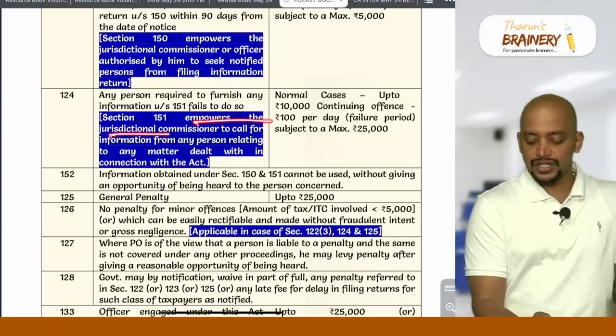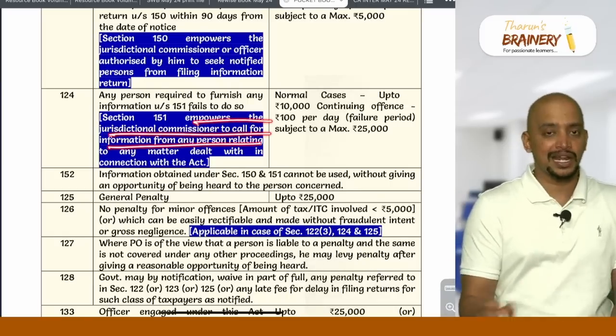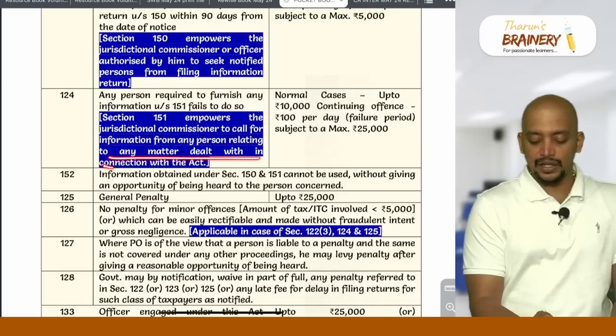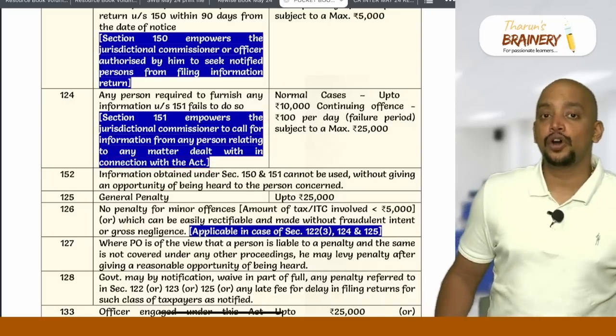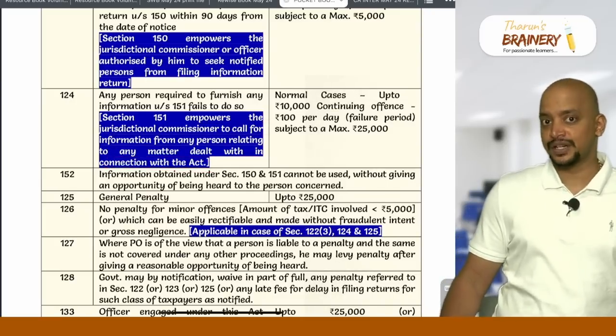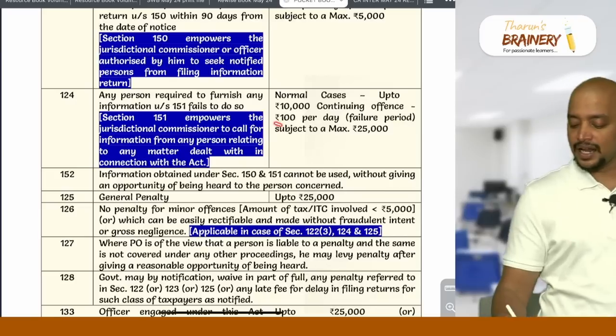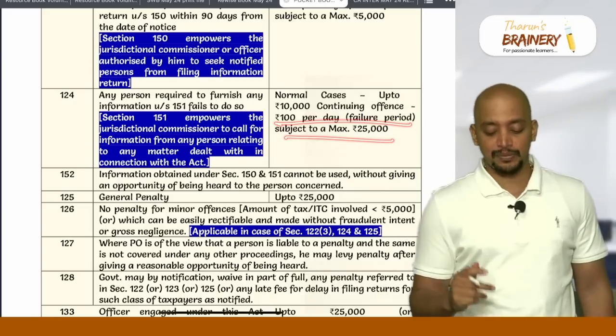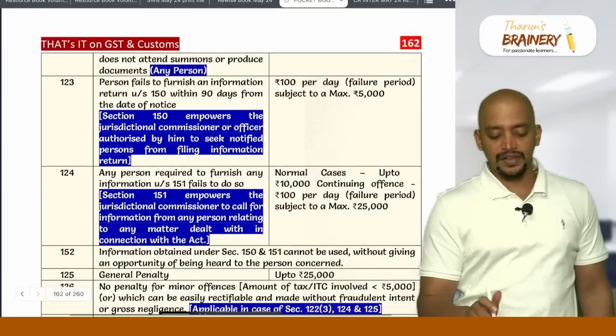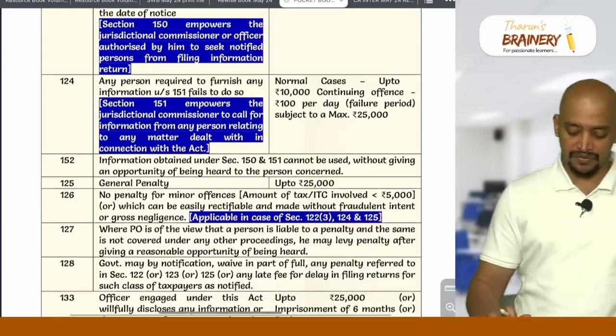It empowers the jurisdictional commissioner to call for information from any person relating to any matter dealt with in connection with this Act, and in normal cases the penalty will be up to 10,000 rupees. If it is a continuing offence, meaning a repeated offence, then it is 100 rupees per day for the failure period, subject to a maximum of 25,000. But under 123 it will always be 100 rupees per day, subject to a maximum of 5,000 rupees.